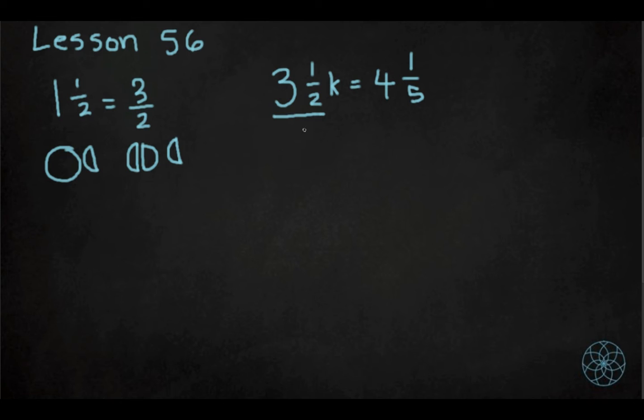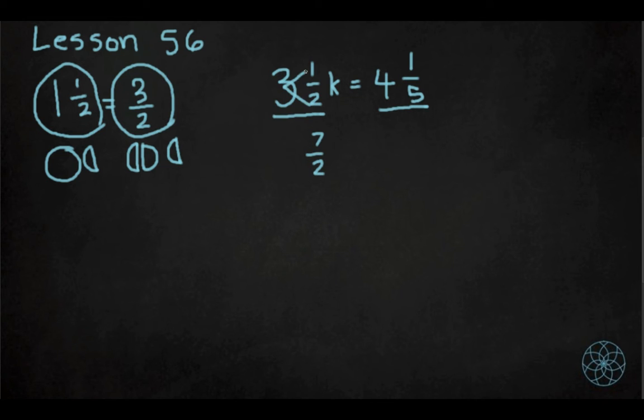Now it turns out it's much easier to work with fractions in algebra when they are in improper fraction format versus the mixed number format. So let's quickly change 3 and 1/2 to an improper fraction. It'll be 7 over 2. Remember, we do 2 times 3 plus 1. So 7 over 2, don't forget the k, equals, and let's also change this to an improper fraction, 21 over 5.